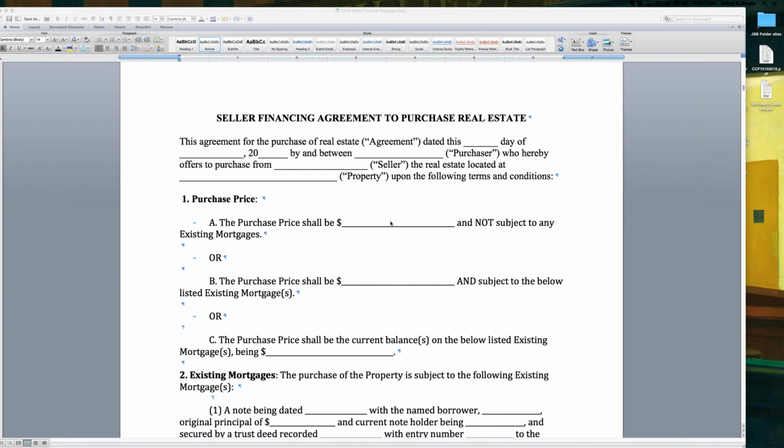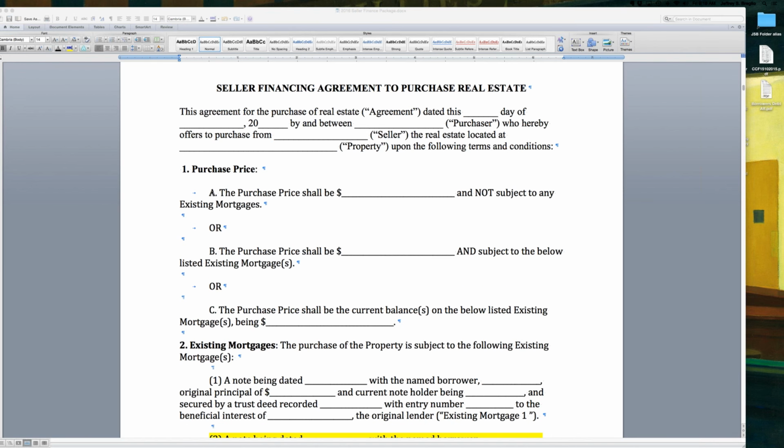Okay. Here's a seller financing agreement. This is the big document for the three different types of seller financing situations. Remember this part up here. I'm not sure if you can see my cursor, I hope you can. This is the introduction to every contract. It has the date, the name of the purchaser, the name of the seller, that's the buyer, and then the address of the property. Okay, and here you've got the purchase price, and you know what that means.